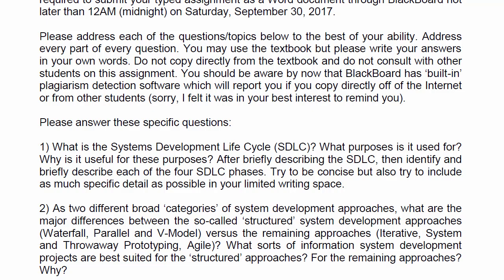After briefly describing the system development lifecycle, then identify and briefly describe each of the 4 SDLC phases. Now, note you could write forever on this. You could write 4 or 5 pages, but you're not allowed to. Your answer is restricted to no more than 2 pages.